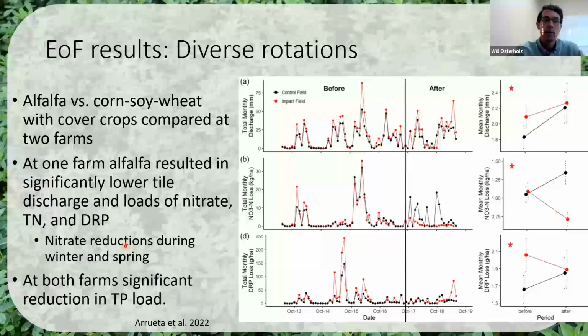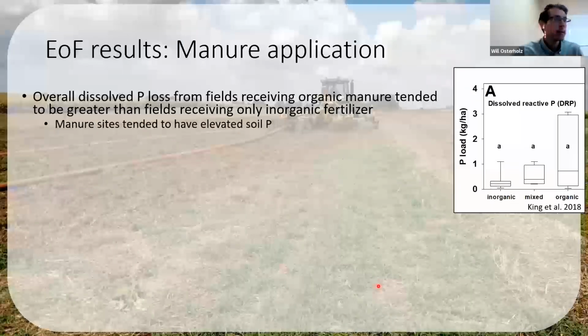At the second farm, she found only a significant effect of the alfalfa on total phosphorus losses. So a little more limited, but still an improvement in water quality at the second farm. So overall, again, not a lot of information on rotation diversity yet, but we can say that having a perennial in the rotation does seem to improve water quality outcomes. Okay, you can pop to the next.